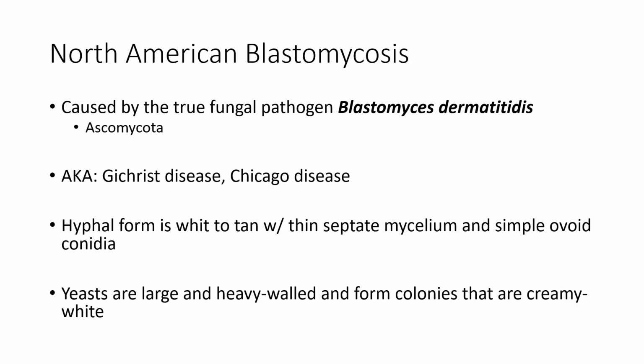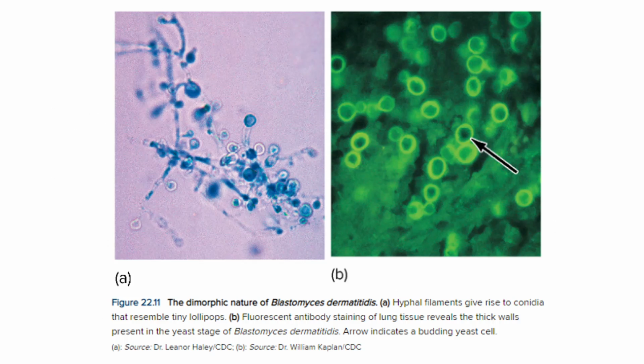Okay. And so these yeasts, they're pretty large, super, super large, and they've got a very heavy wall, and so when they're in the body, they form these colonies that are kind of creamy white and gross. Okay. And so this is looking at our guys, right? And here's our Blastomyces, and we have this filamentous form that will eventually release the conidia. Okay, I think it's cute. It says it resembles tiny lollipops. It does look like that.